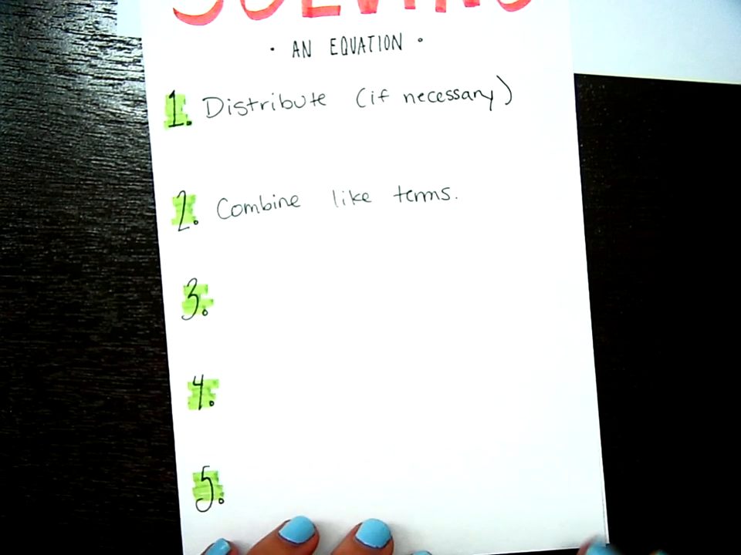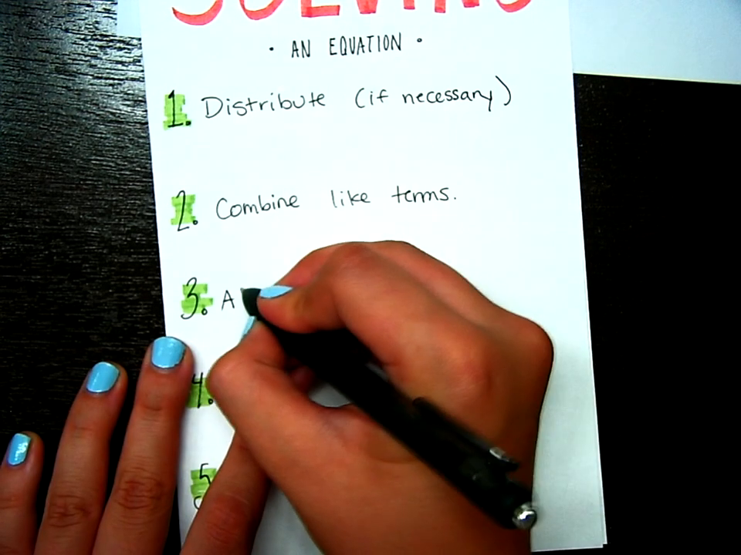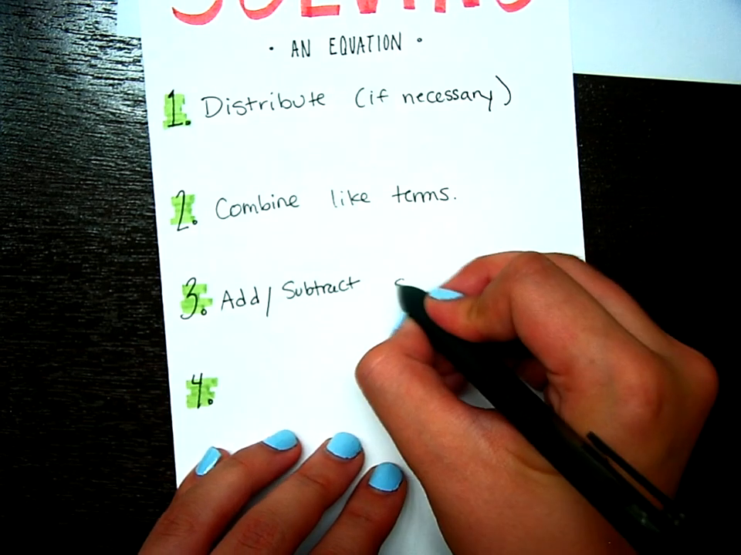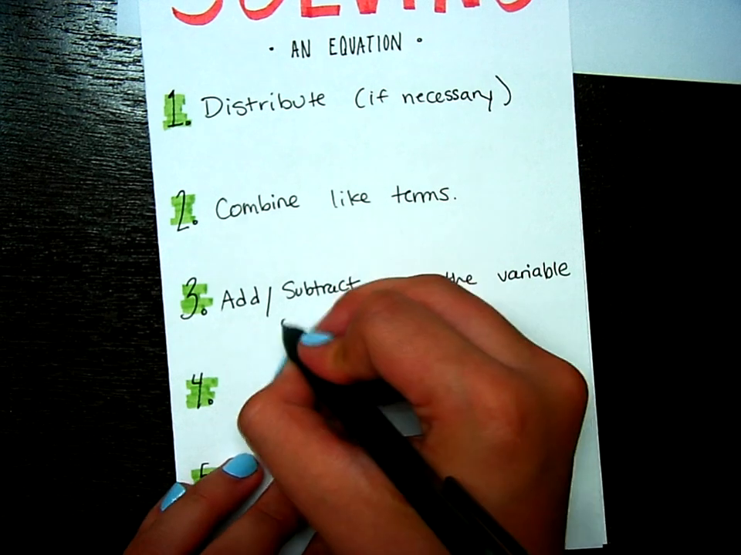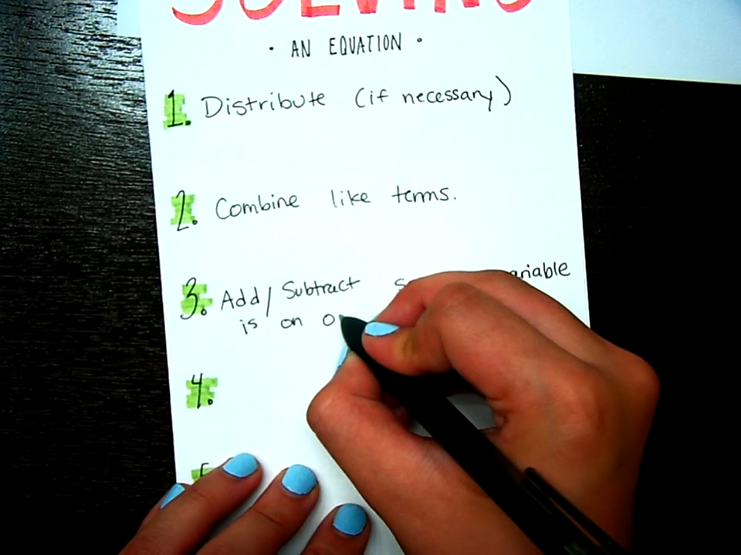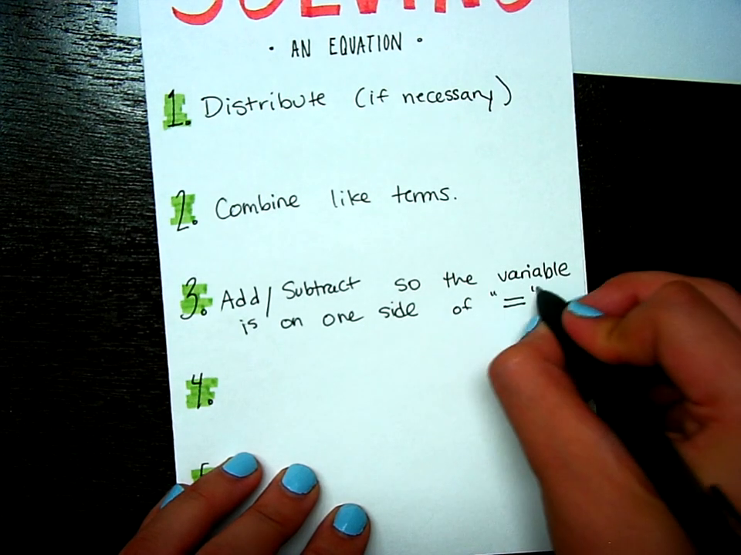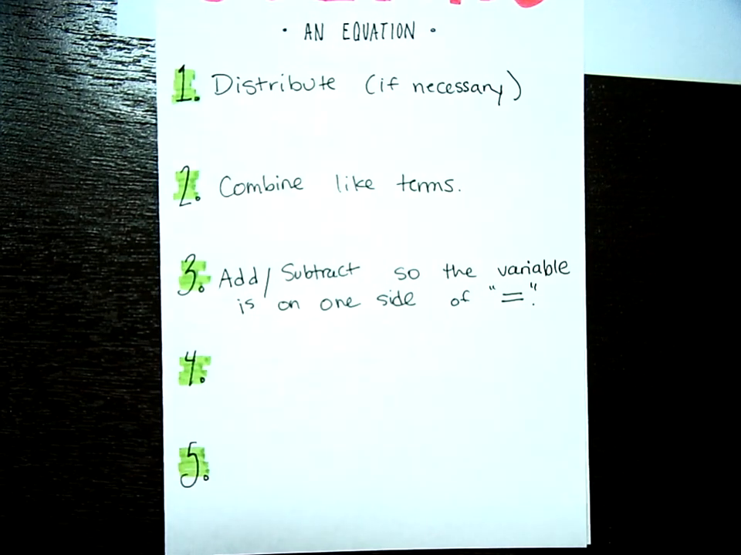Okay, number 3. So here is a little tricky step. Sometimes we have a variable on both sides of the equation. So that's what we're going to tackle next. We are going to add or subtract so that the variable is on one side of the equals. Okay, this isn't always true for an equation, but sometimes we do have them on both sides. So if so, refer to step 3.